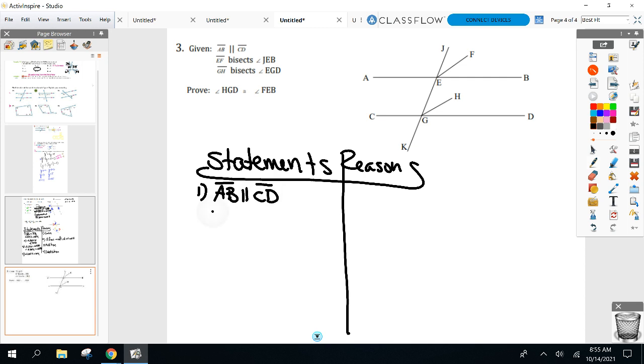Bisect. How many times? How many angles? Whoa! I'm bisecting 2 angles, guys? I've sniffed that before.